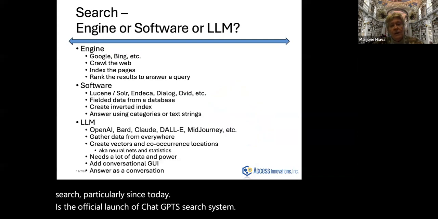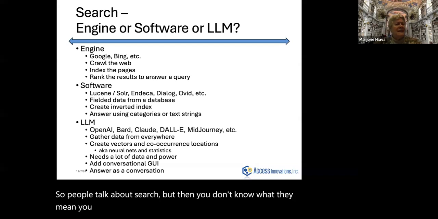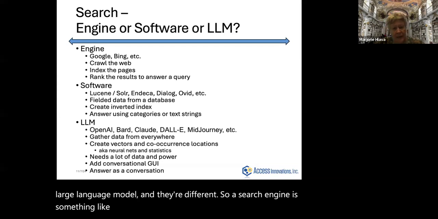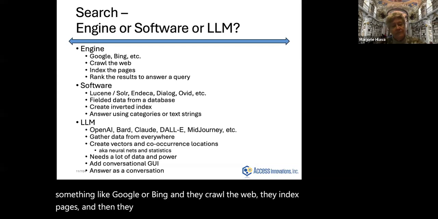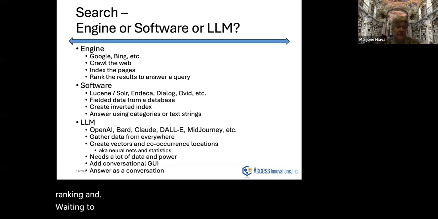So people talk about search, but then you don't know what they mean. You don't know if they mean an engine or software or a large language model, and they're different. So a search engine is something like Google or Bing, and they crawl the web, they index pages, and then they rank the answers, some fairly significant ranking and weighting to get answers to a query.